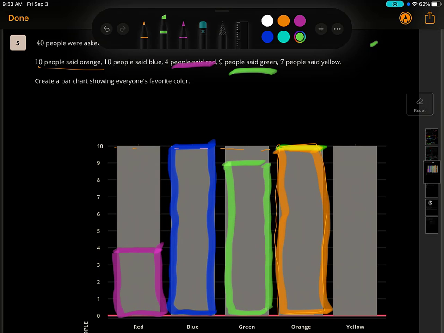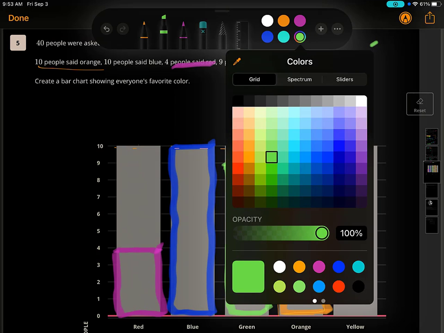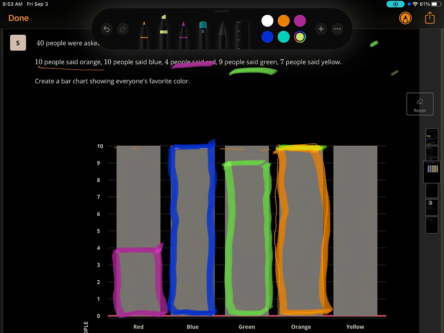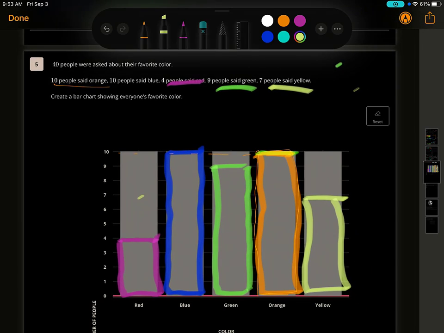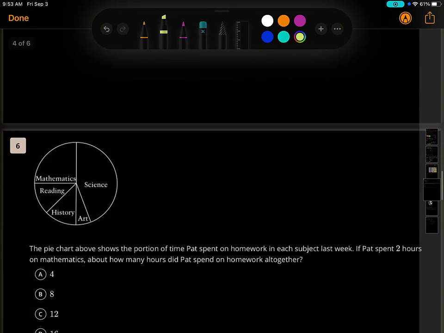Notice that this is categorical. If I said, what's your favorite color? And last one is yellow. It's 7 for yellow. Okay, that's how you create your bar chart. Number 6.